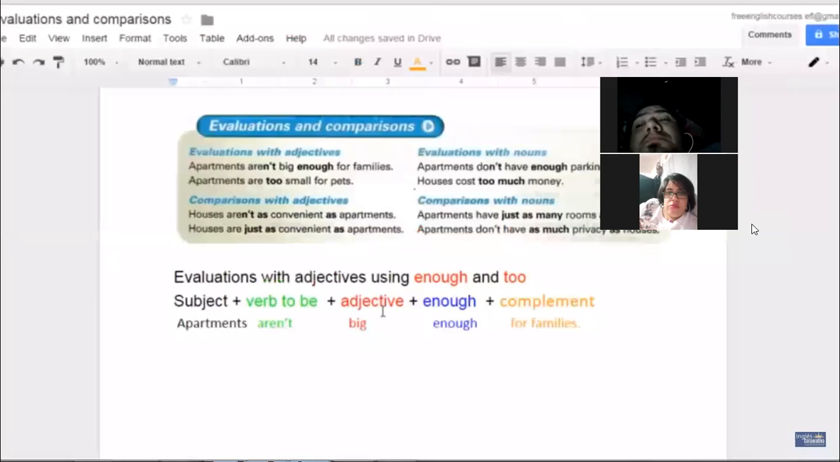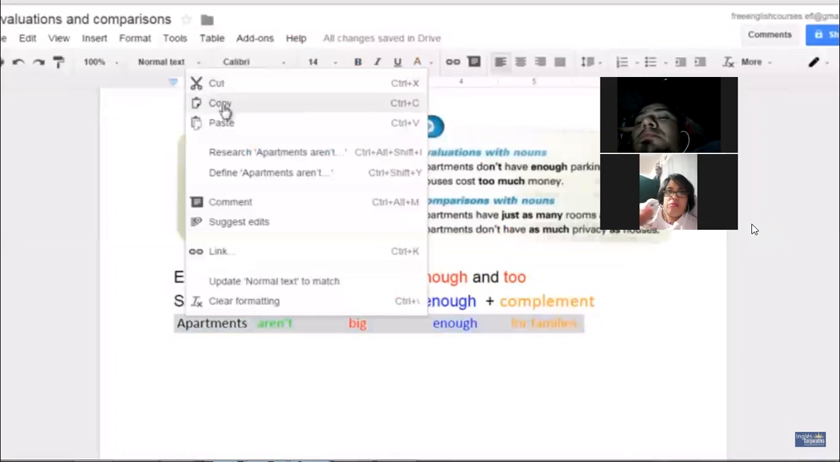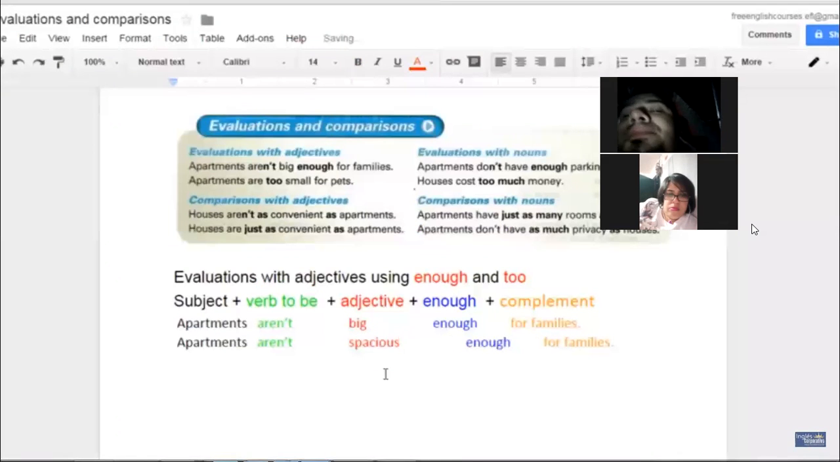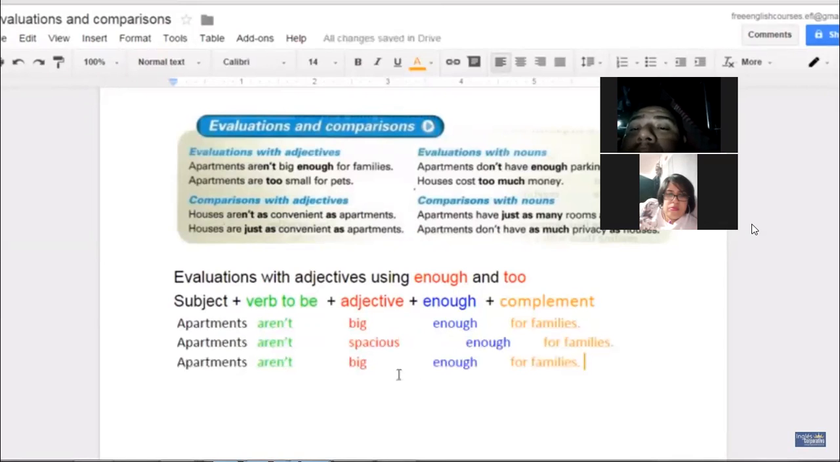So if we think about other evaluations that we can say about apartments, either apartments or homes, then we can say the following. I'm going to go ahead and copy this because the next evaluation is going to be quite similar. So we can say the following. Apartments aren't, and so I'm going to change the adjective here. So I'm going to say aren't spacious enough for families, okay? And let's do one more. We can also say that apartments aren't, and I'm going to change the adjective now. I'm going to say apartments aren't comfortable enough for families.